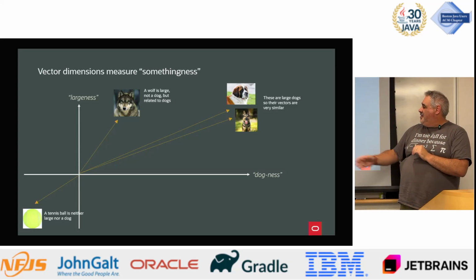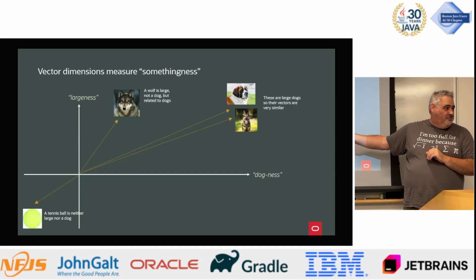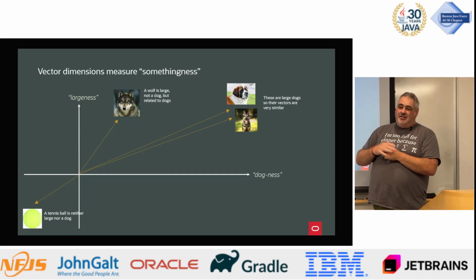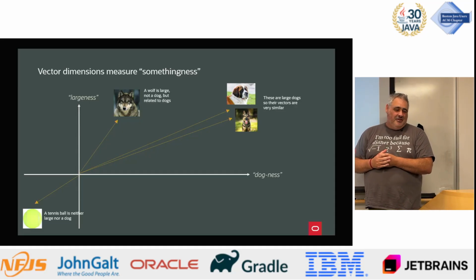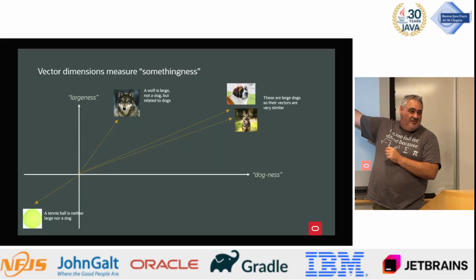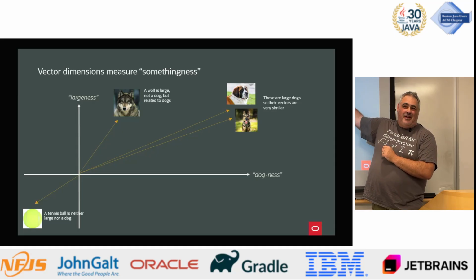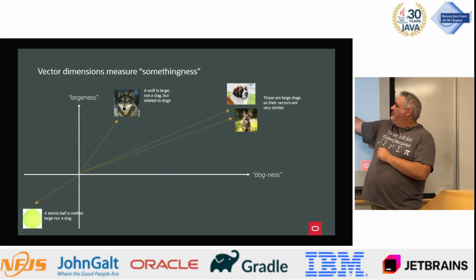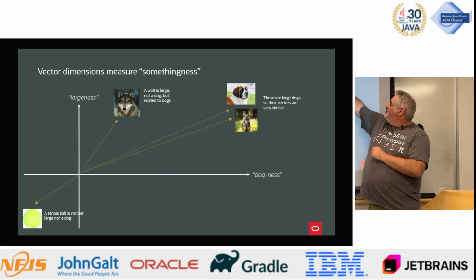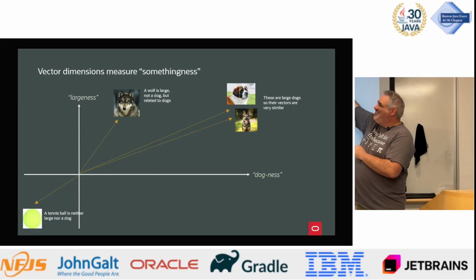So imagine that one of the dimensions is dogness, like how much of a dog is this thing? And the other is largeness. How large is it? So here you see a German Shepherd, I hope. And you can see it's pretty large and it's very much a dog. So its vector is like pointing way over here. Very large, very much dog. Here's a, whatever that is, Saint Bernard, the whiskey dog.